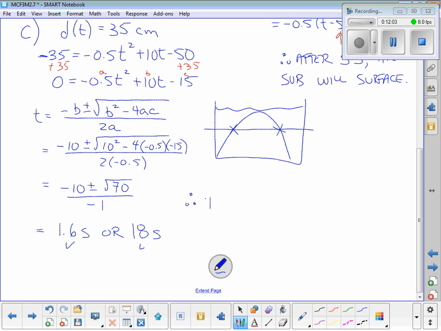So therefore, the sub will be 35 centimeters deep at 1.6 seconds and 18 seconds.